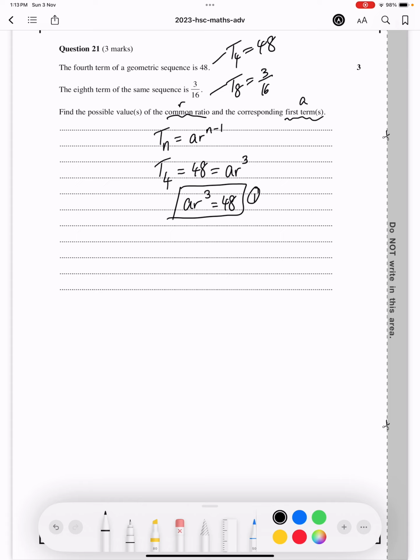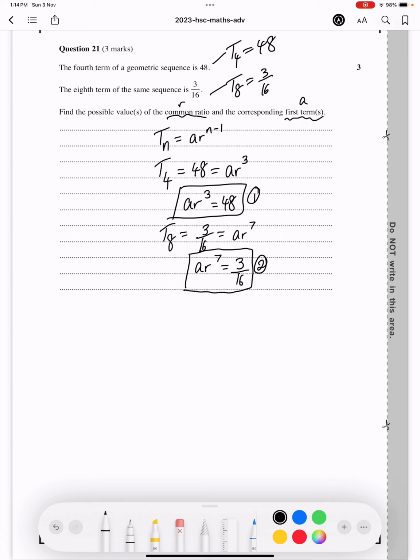The second equation will come from T8. T8, which is 3 over 16, will be AR to the power of 8 minus 1, which is 7. So AR to the power of 7 is 3 over 16. Box that, call that equation 2.